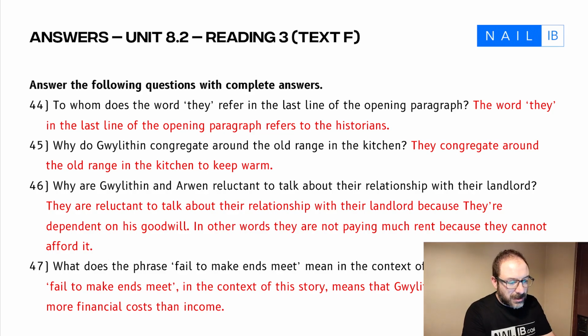Answer the following questions. To whom does the word they refer in the last line of the opening paragraph? The word they in the last line of the opening paragraph refers to the historians. Previous sentence or one before that, they said historians, blah, blah, blah, so they.